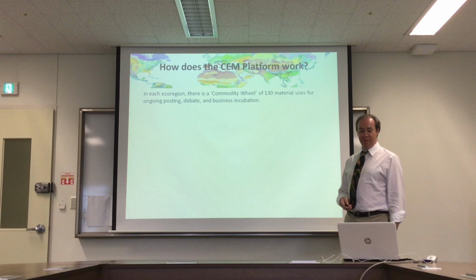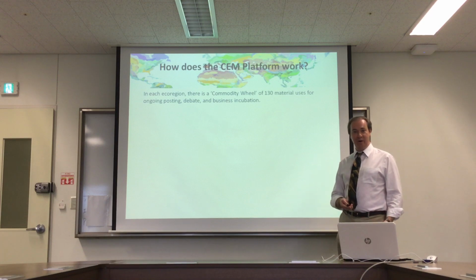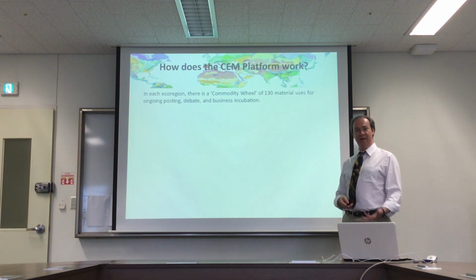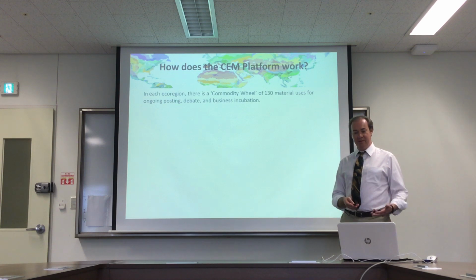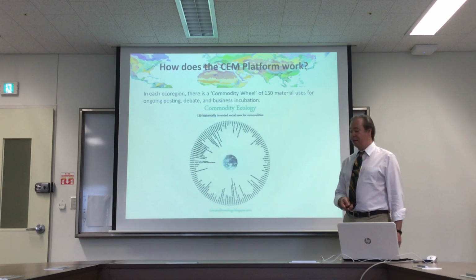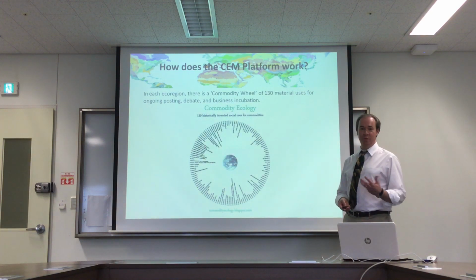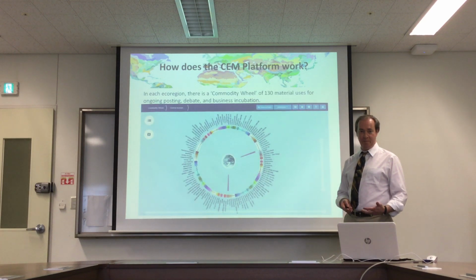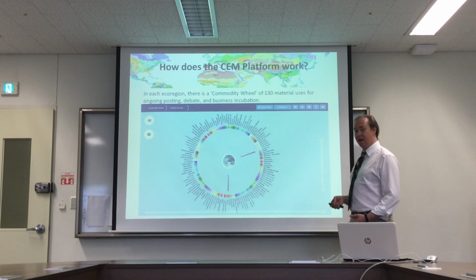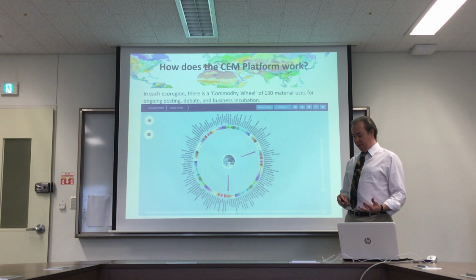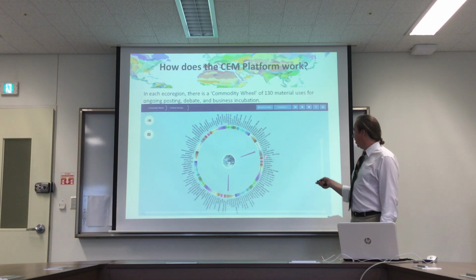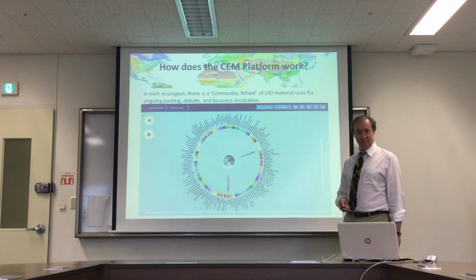In each ecoregion, there is a commodity wheel, which I've already shown you. And that commodity wheel has the 130 material uses for ongoing posting, debate, and business incubation. The wheel, as I described it as the rubric, and here's how it translates into the software. So in each particular ecoregion, users see this wheel of 130 material uses, and the wheel is a click map. You can click on the edges here and go into 130 different categories.